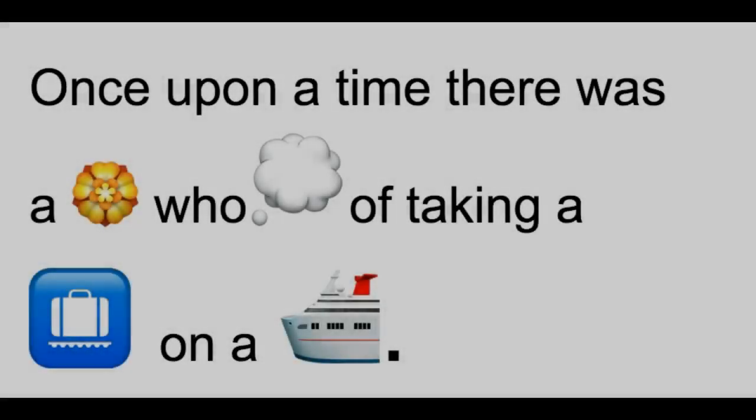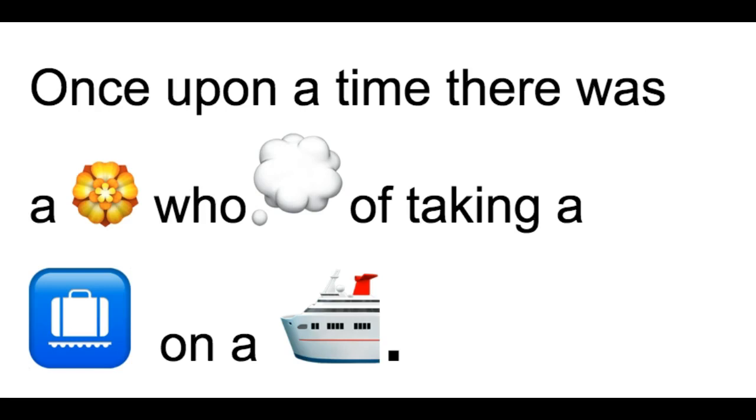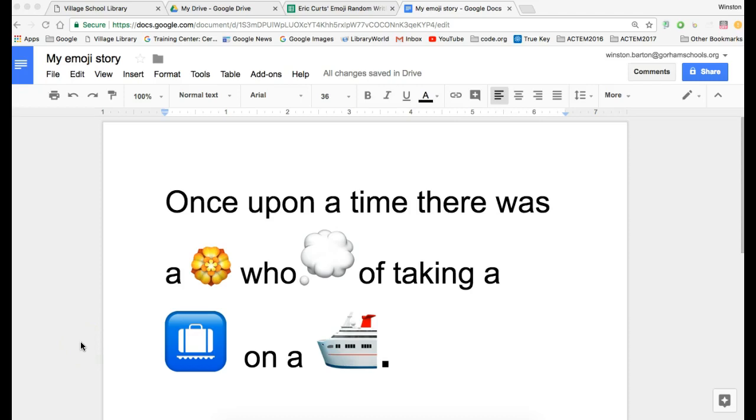Here is a sentence I created in Google Docs, and it says, once upon a time, there was a flower who dreamed of taking a trip on a ship. I created this sentence in Google Docs, and I gave it the title of My Emoji Story. Now, where did I get the emojis?